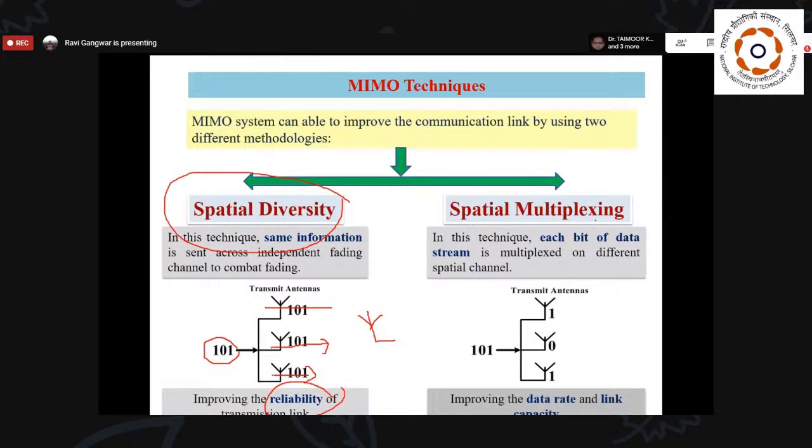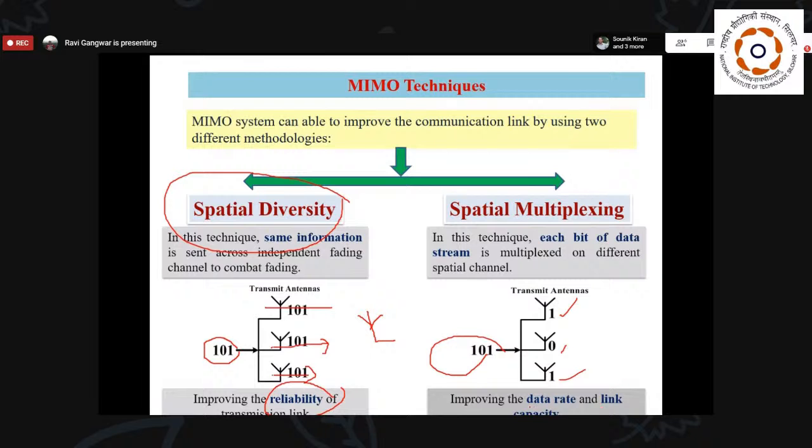Now, the second one is spatial multiplexing. In spatial multiplexing, each bit of the data stream is multiplexed onto a different spatial channel. Here we have one signal, 101, and we transmit the signal by splitting 101 across different transmitting antennas. That means each antenna transmits a different signal. So what happens? Due to that, we are able to transmit more data with respect to time.